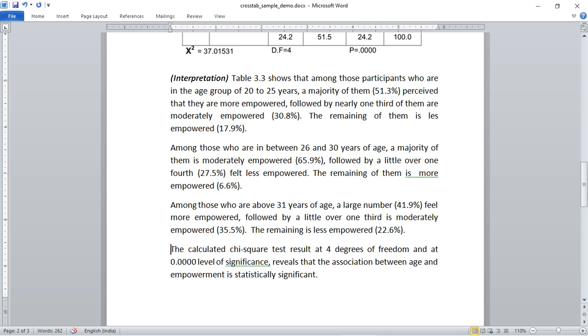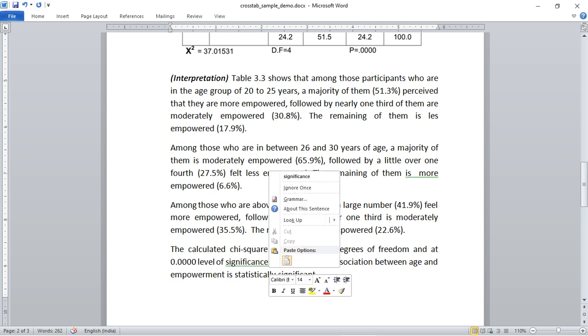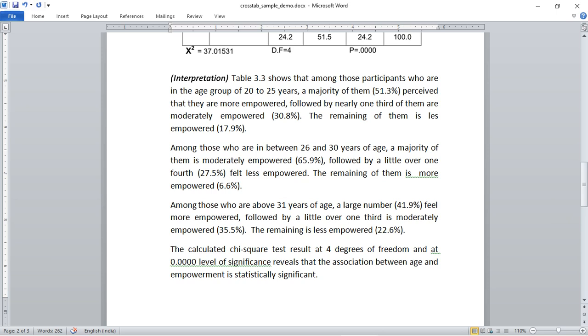Now I'm going to the last interpretation, the fourth component of interpretation, about the statistical test. The calculated chi-square test result at 4 degrees of freedom and at 0.000 level of significance, I'll put a comma here, reveals that the association between age and empowerment is statistically significant.